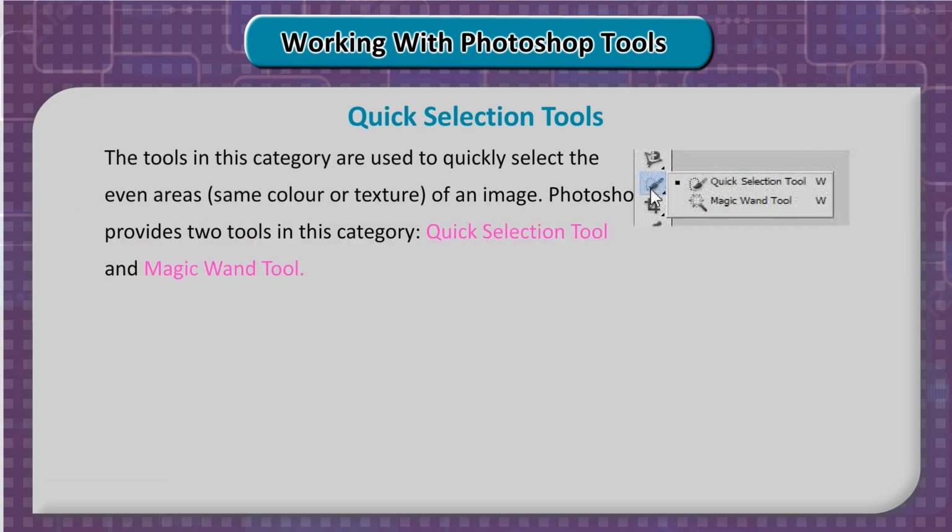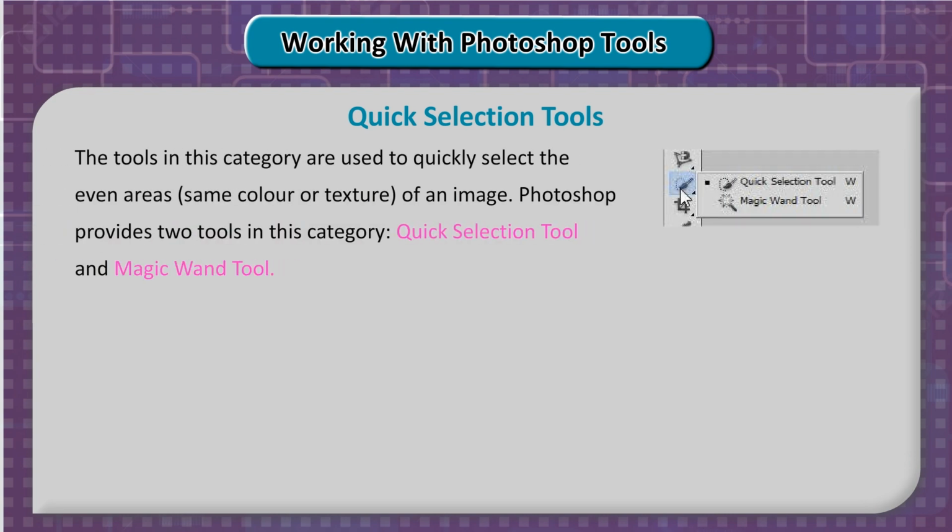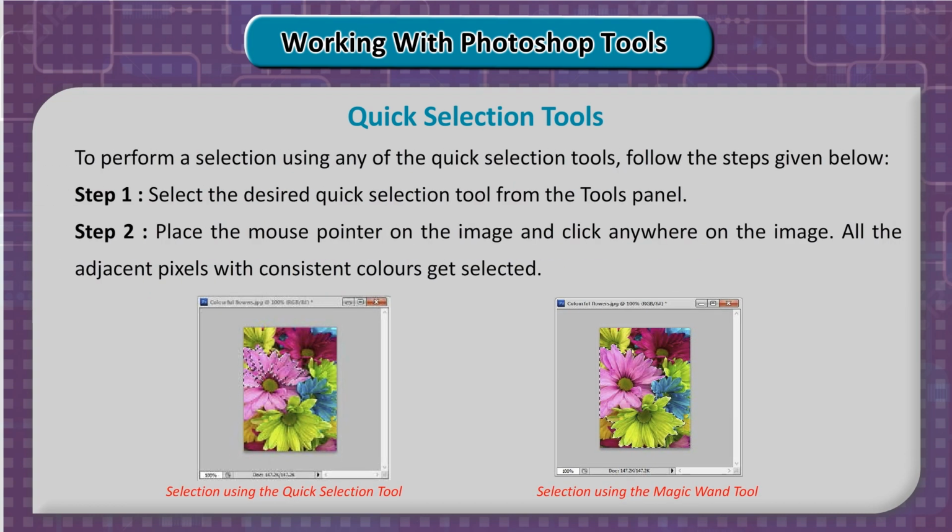Quick selection tools. The tools in this category are used to quickly select the even areas, same color or texture, of an image. Photoshop provides 2 tools in this category: Quick Selection Tool and Magic Wand Tool. To perform a selection using any of the quick selection tools, follow the steps given below. Step 1. Select the desired quick selection tool from the Tools panel. Step 2. Place the mouse pointer on the image and click anywhere on the image. All the adjacent pixels with consistent colors get selected. Selection using the quick selection tool. Selection using the magic wand tool.